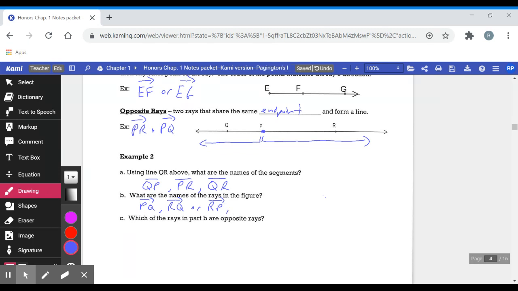Another one is QP, starting at the Q and going forever to the right, or QR. Again, those two mean the same thing, so I'm not going to treat them as two different rays. And then the last one would be PR, starting at the P and going forever to the right. Okay, and then the last one, which of the rays in part B are opposite rays? We really already answered that question up above, and that was PR and PQ.